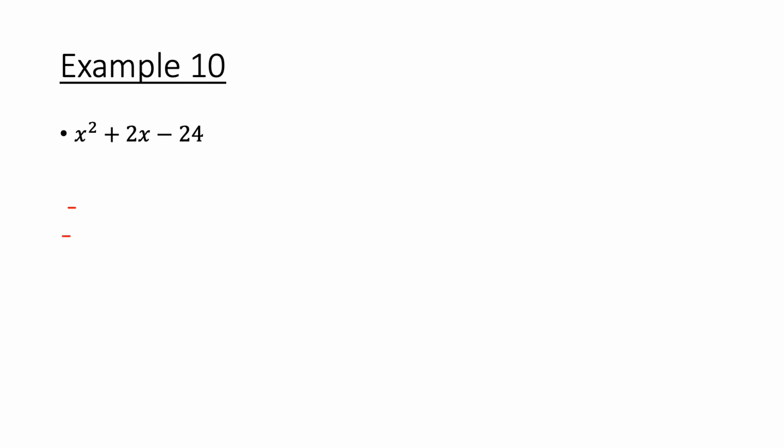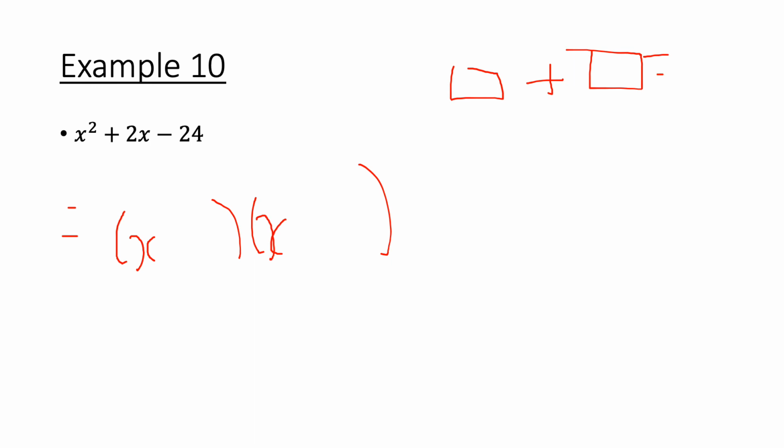Right, guys. Last example. Factorize x squared plus 2x minus 24. So again, x and x, sorry, I was jumping ahead there, guys, sorry about that. So it's two numbers that add to make plus 2 and times to make negative 24.